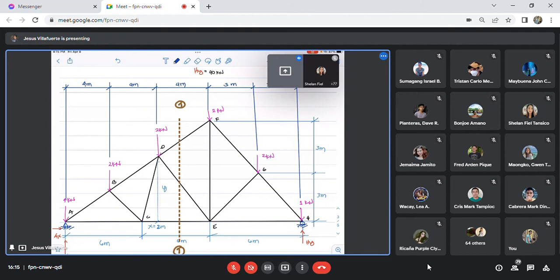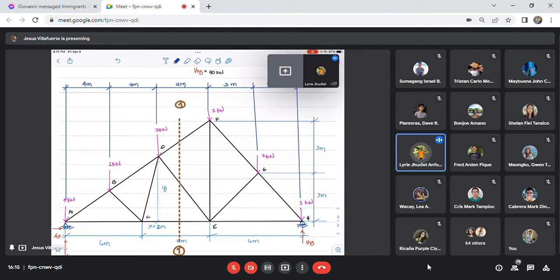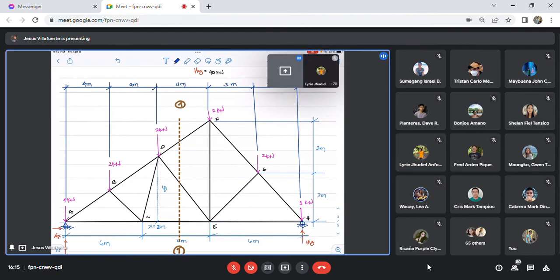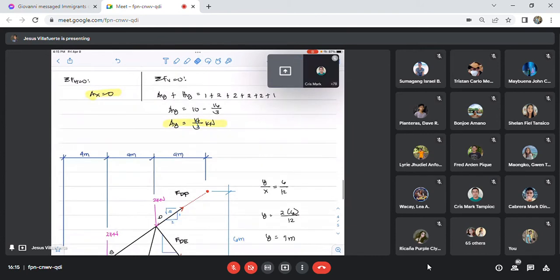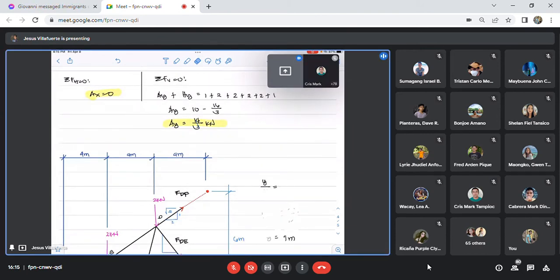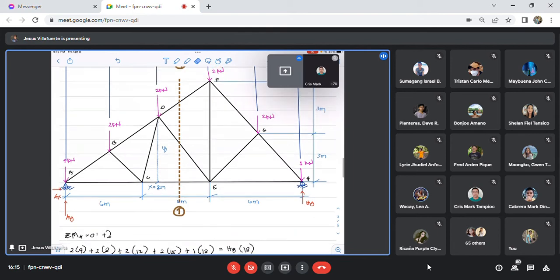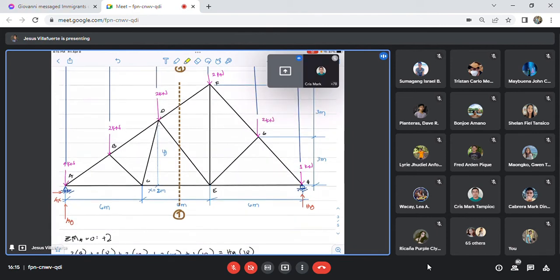Hello, ma-follow rin ninyo. Ay, mali, mali. Not, not. So, I am using this, unsa man yung mga similar triangles. So, I am using a ratio and proportion with this one, this triangle, and the bigger triangle, which is this triangle. Can you follow now? Can we do a ratio and proportion now?